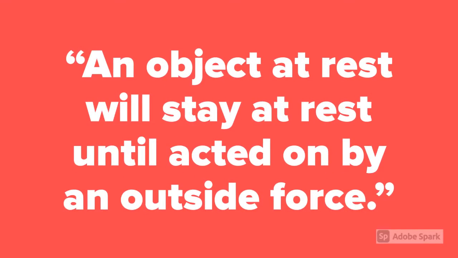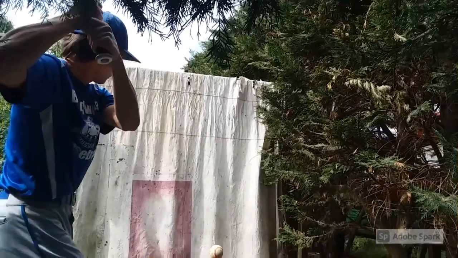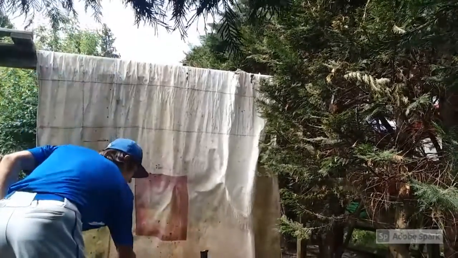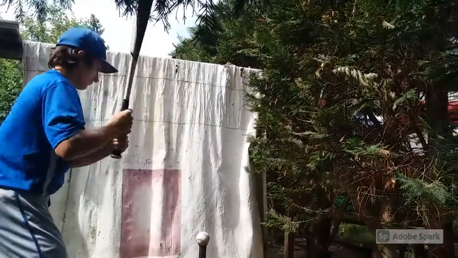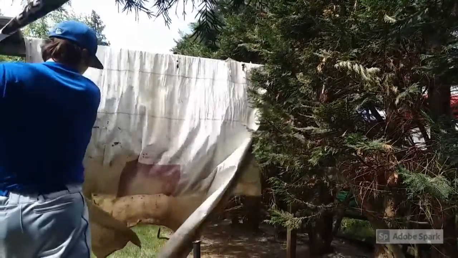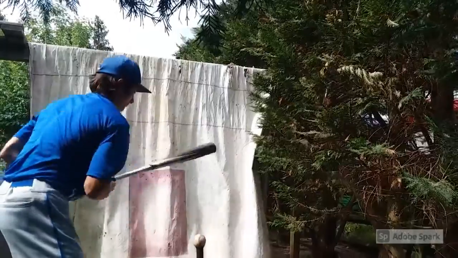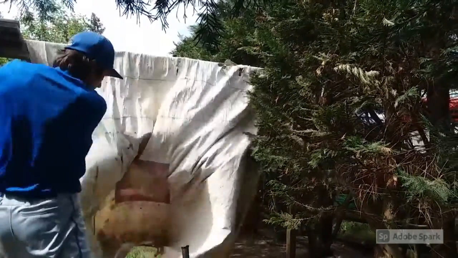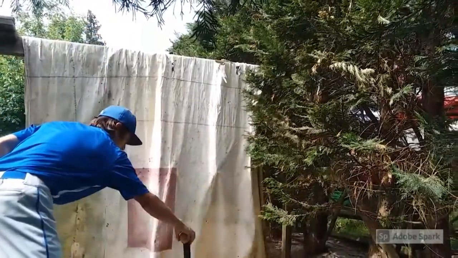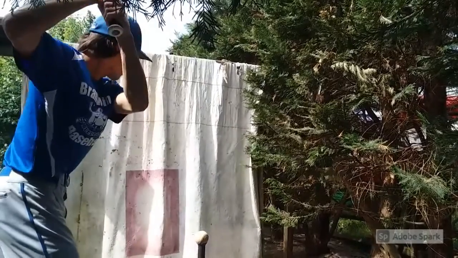Another way this law is said is an object at rest will stay at rest until acted on by an outside force. A good example of this is a baseball being hit off a tee. When the baseball is on the tee, it is completely motionless, meaning at rest. But when it is hit by the bat, it is put in motion and no longer at rest because of the force acted on it by the baseball bat.